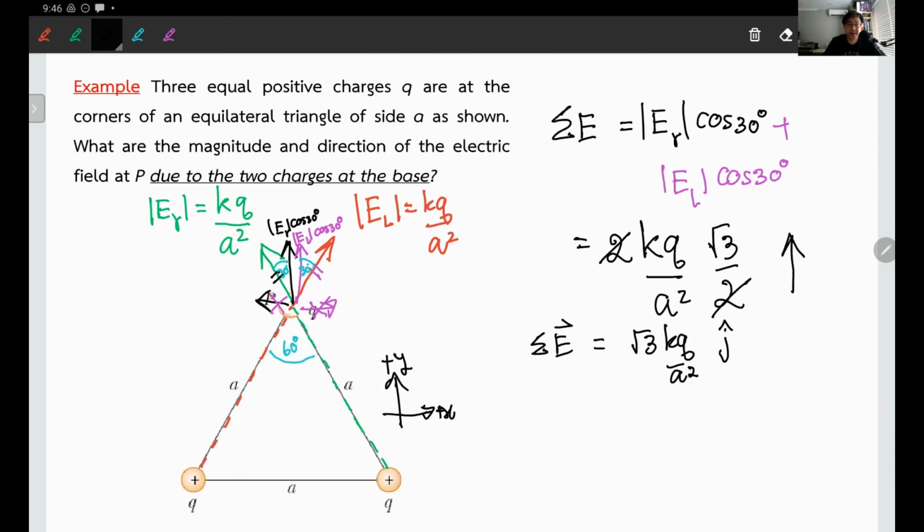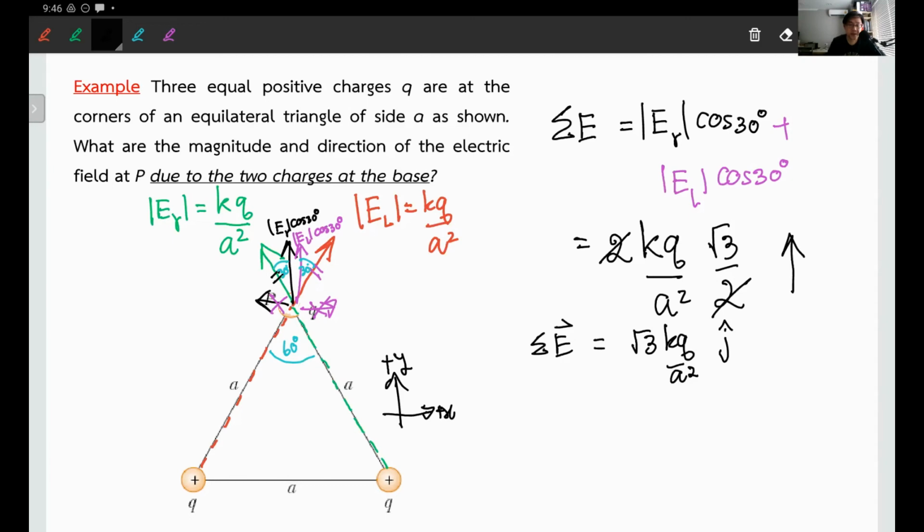All right. Even though we are in the topic of electric fields, I'm just going to flash forward and ask you: can you tell me what is the force acting on the charge at the top of the triangle?